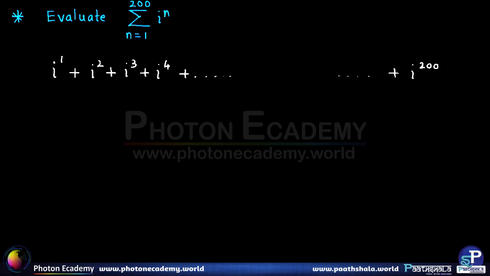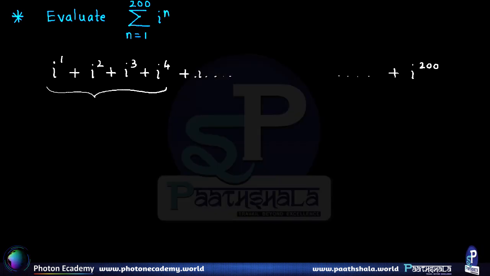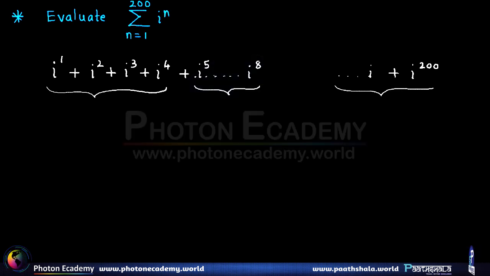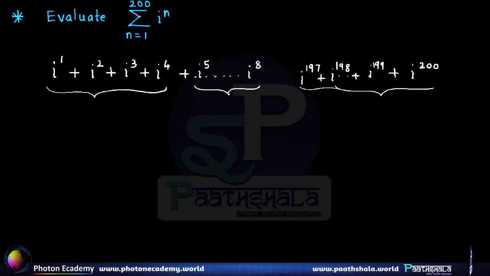Now here we see that the powers of i are cyclically repeating in batches of 4. So from i raised to 5 onwards up to i raised to 8, you will get the same set of 4 values of the powers of i. And similarly, if we work backwards from i raised to 200, we have i raised to 199, i raised to 198, and just before that we have i raised to 197. So these last 4 numbers also have exactly the same values as the first 4 powers.